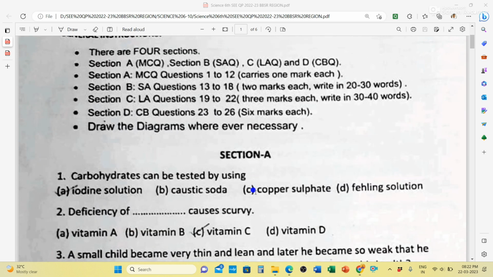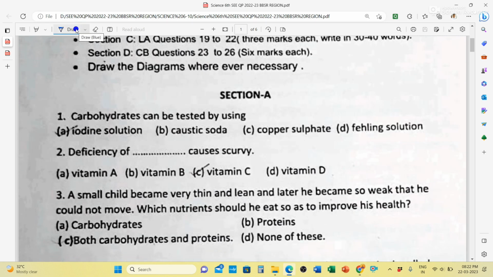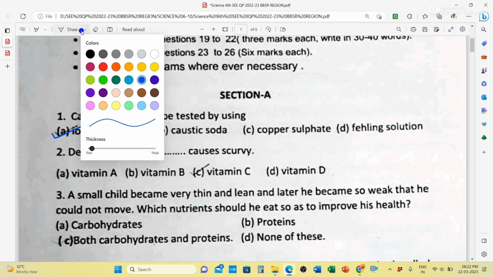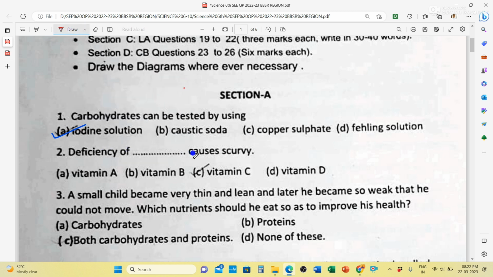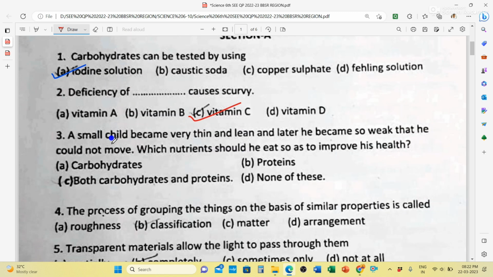First we will discuss Section A, that is multiple choice questions. Question number 1: carbohydrates can be tested by using iodine solution, caustic soda, copper sulfate, Fehling's solution. Answer will be iodine solution, option A. Deficiency of dash causes scurvy: vitamin C. A small child became very thin and lean, and later he became so weak that he could not move. Which nutrients should he eat so as to improve his health? Your answer will be both carbohydrates and proteins.